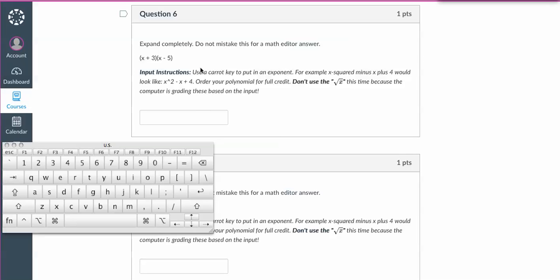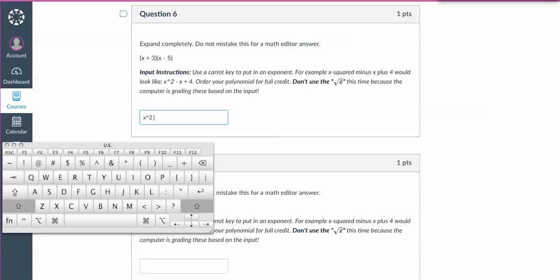On these questions, the computer is going to be grading these, so it's very important that you follow the instructions. So I need to multiply x plus 3 times x minus 5. I'm going to put in the x, and then use my caret key. So I'm going to do shift and then the number 6 key, and then put in the 2, and then you can either put in plus or you can put a space.